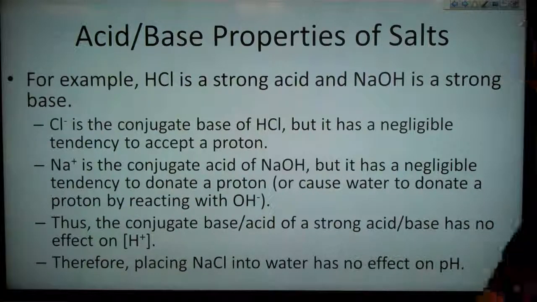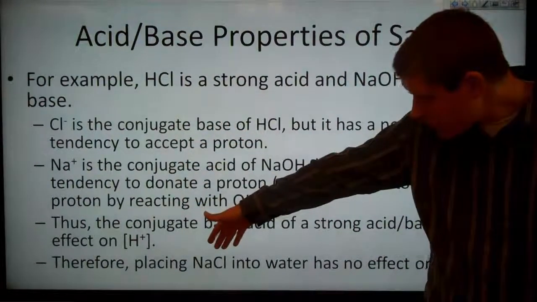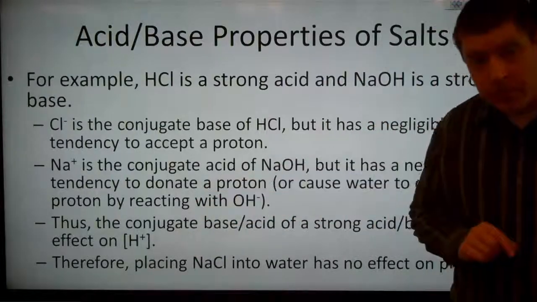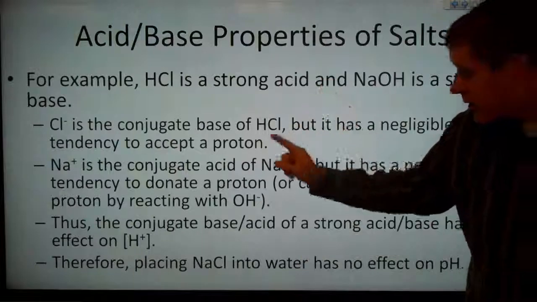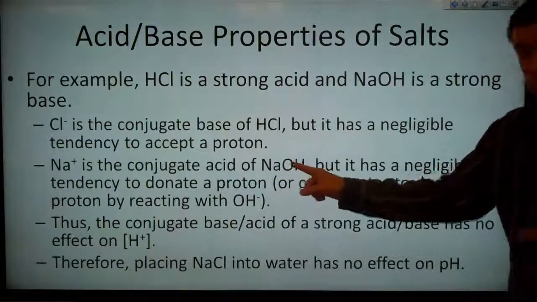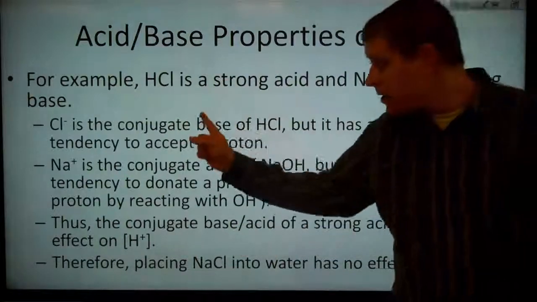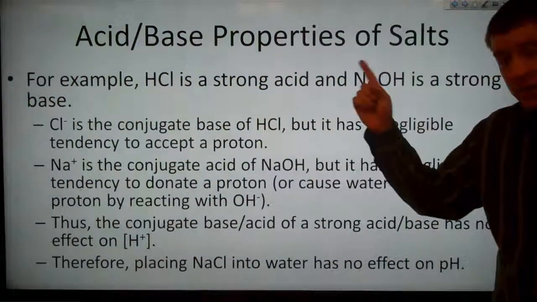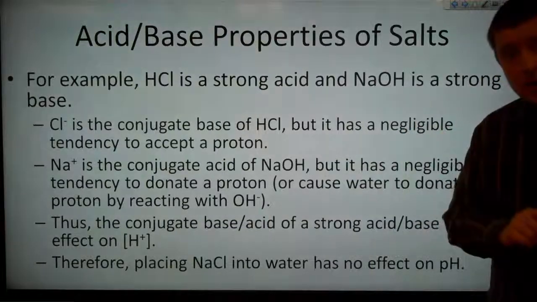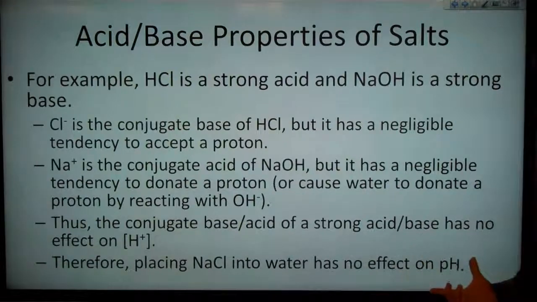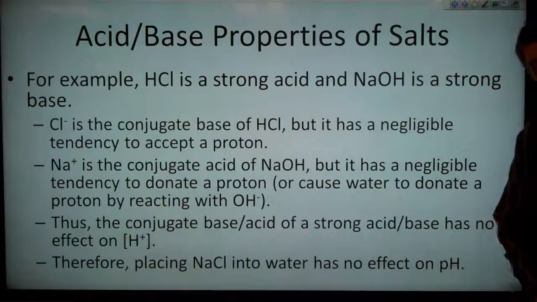So if we have something like a salt containing these two, sodium ion is the conjugate acid of a strong base, which means it has a negligible acidity. Chloride is the conjugate base of a strong acid, which means it has negligible basicity. Which means if we put these two into solution, we're not going to change the pH. We can put as much sodium chloride in there as we want, and as long as we have no other acids or bases around, we're not going to change the pH.